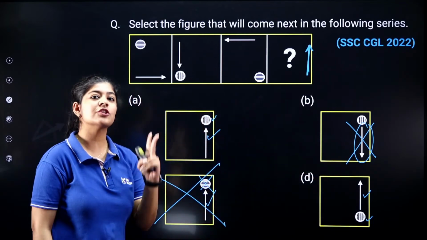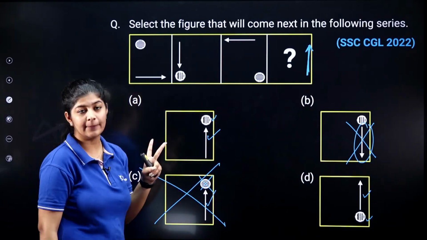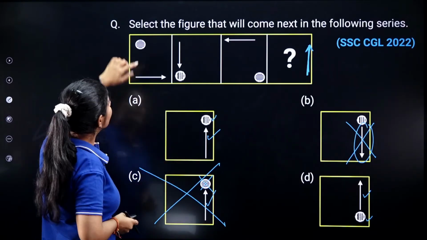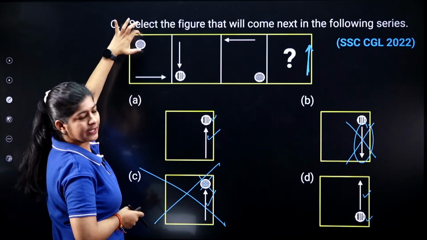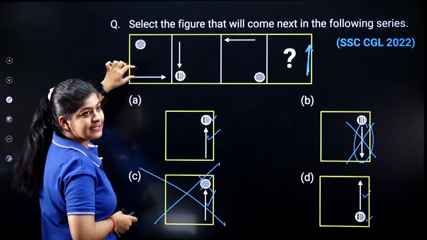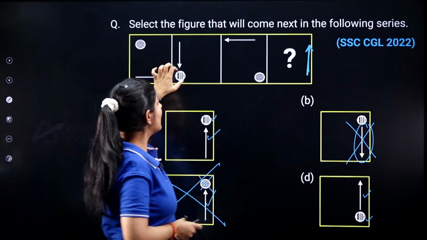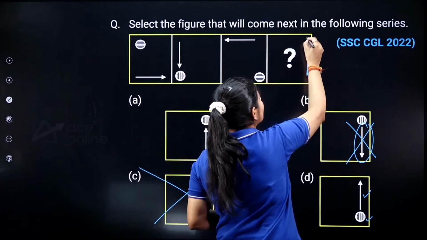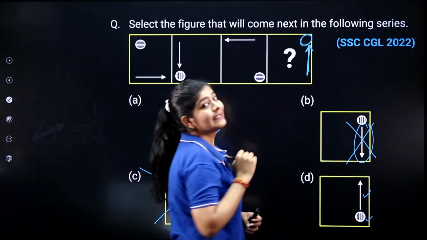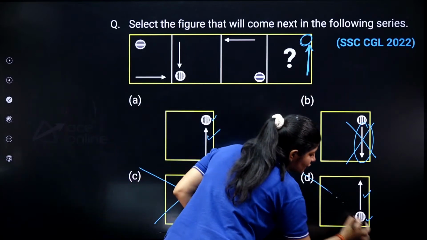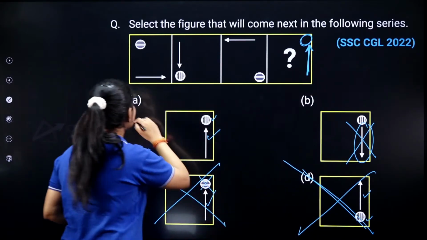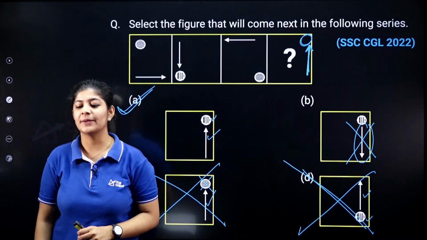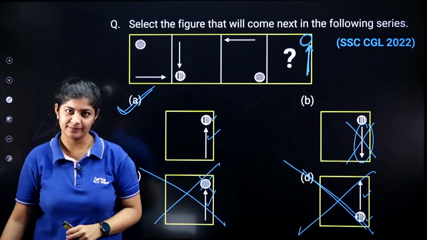Now we are left with just two options, option number A and option number D. Now the place of this circle will decide our answer. Here we are having the circle over here. Now it moved to this side downwards. Then this circle will come at this place. That means this option is also eliminated, and the correct answer over here is your option number A. This is a very, very simple question. Is it clear?